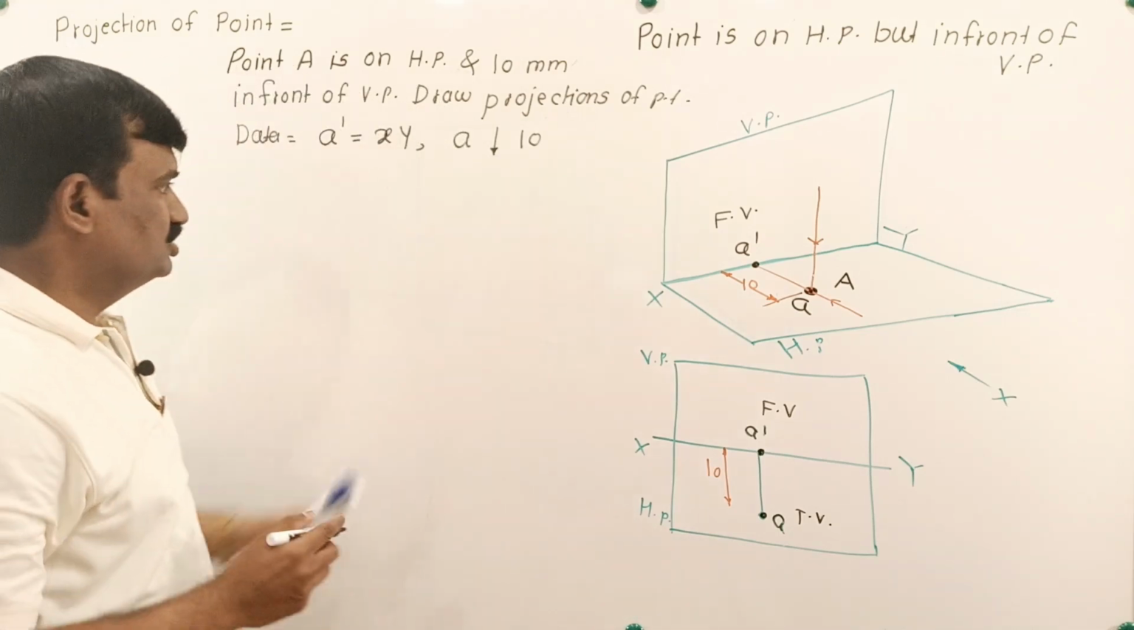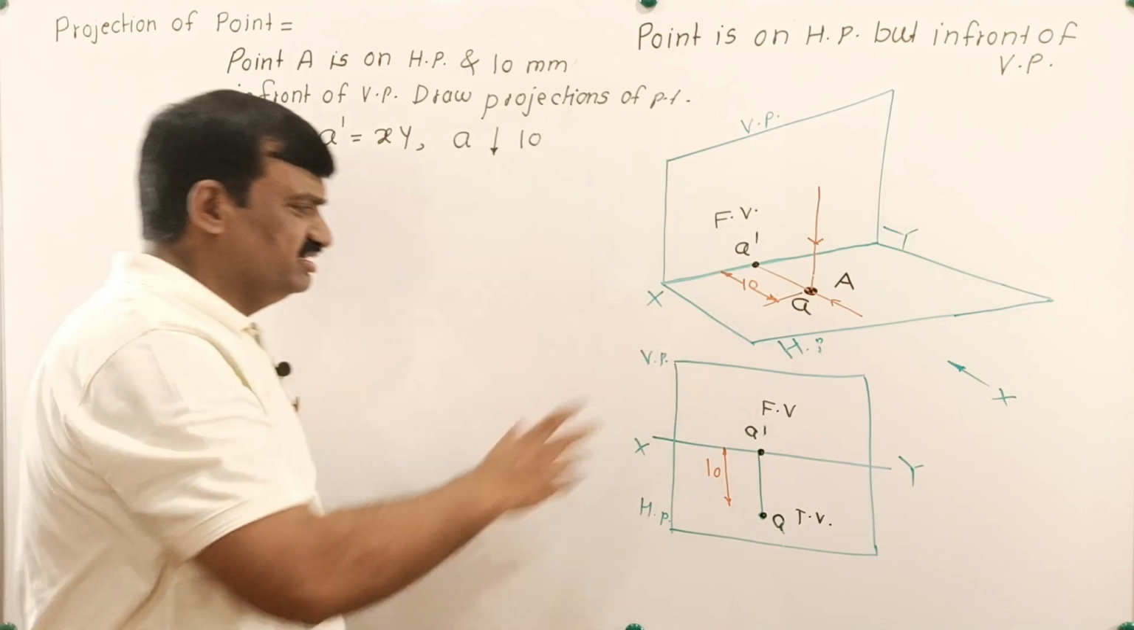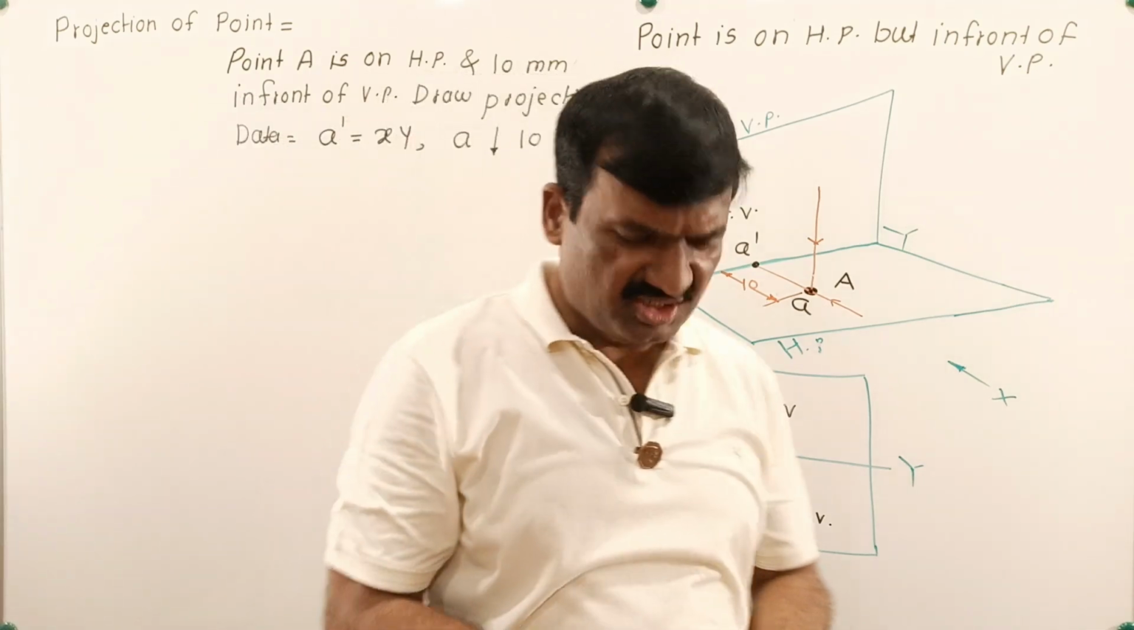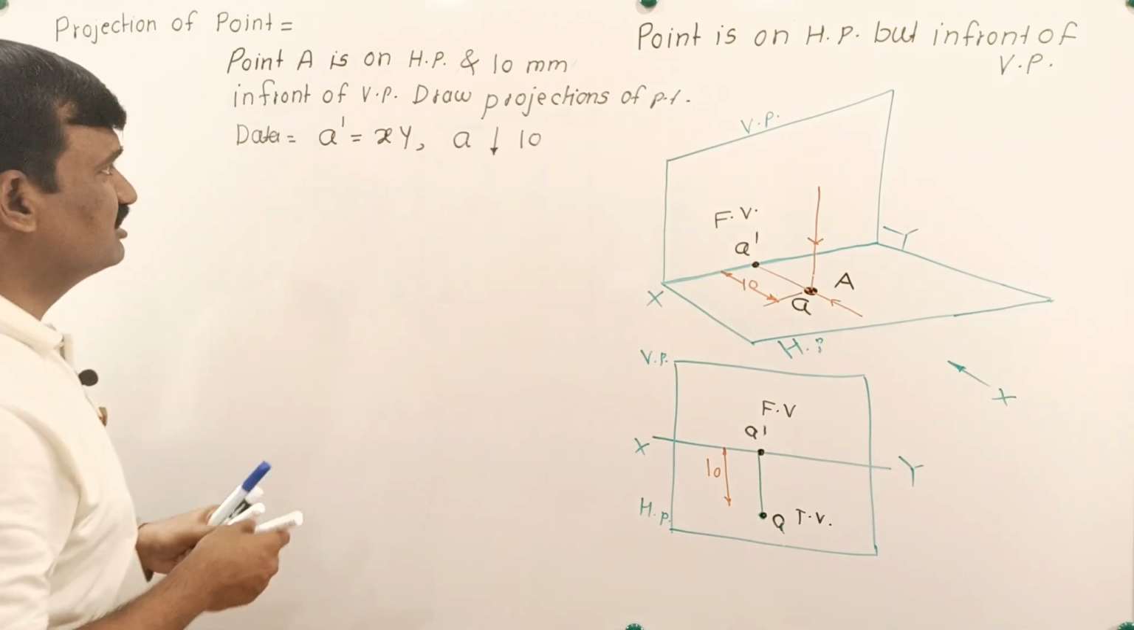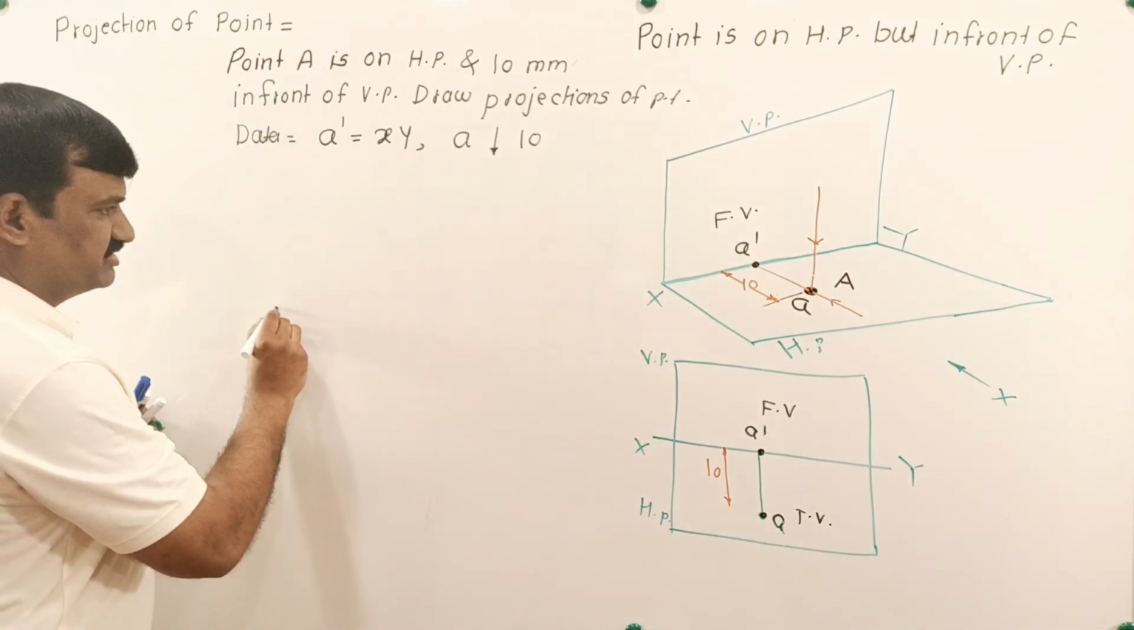ओके सो चलो सॉल्व करेंगे अभी विदाउट यूजिंग फर्स्ट क्वाड्रेंट एचपी और वीपी. एक प्रॉब्लम हमने यहां पे लिखा, अभी कंसेप्ट यूज करके इसको सॉल्व करेंगे. नंबर 1, XY लाइन.